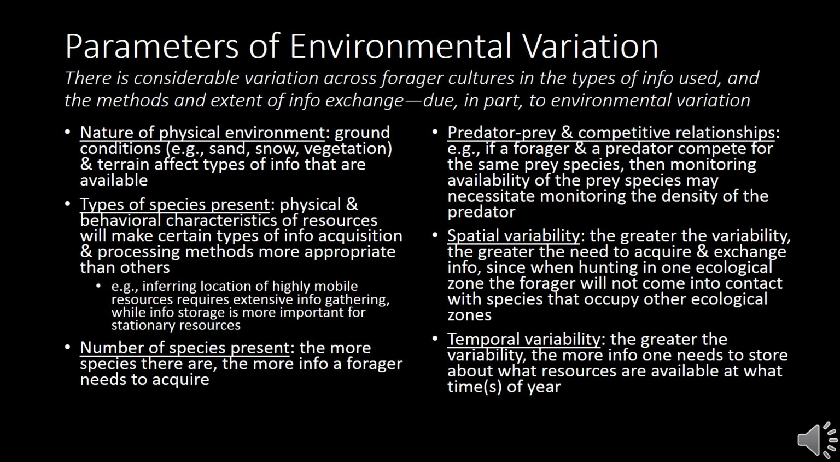The fifth parameter is spatial variability. The greater the spatial variability, the greater the need to deliberately acquire and exchange information, since when hunting in one ecological zone, the forager will not come into contact with species that occupy other ecological zones. And finally, the sixth parameter is temporal variability. In general, the greater the temporal variability in resources, the more information one needs to store about which resources are available at what times of year.